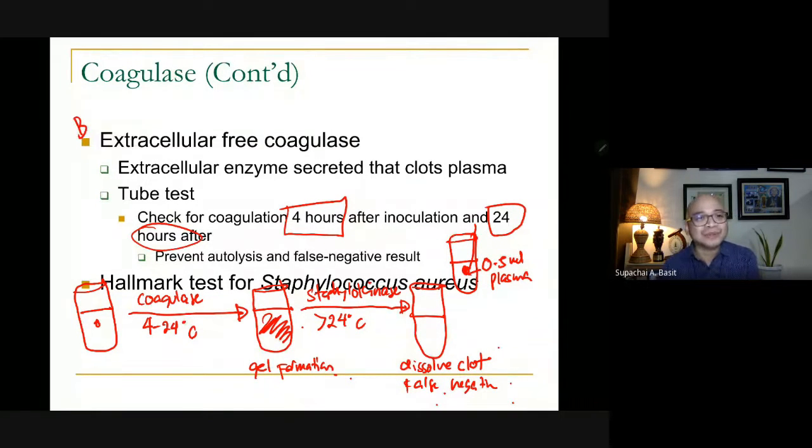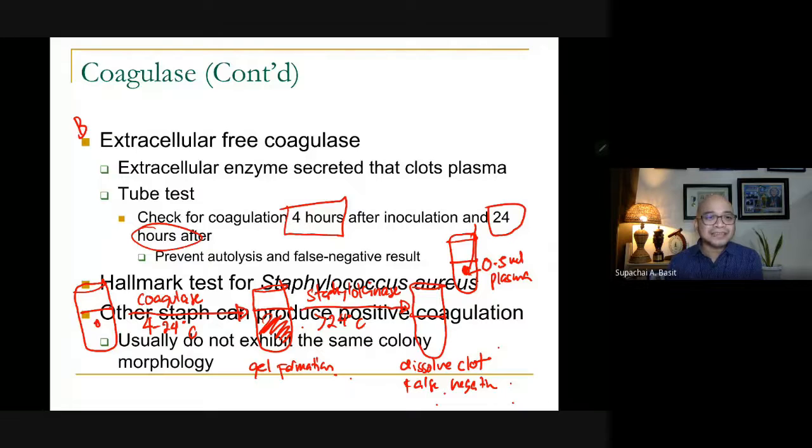So it says here that the coagulase test is the hallmark test for Staphylococcus aureus. In fact, I told you a while ago in the introduction that we consider the coagulase test as the single best criterion to determine pathogenicity with Staphylococcus aureus, because Staphylococcus aureus is the only human pathogen that will yield a positive result in the coagulase test. So I hope that you will not be forgetting that. Okay? It is the only human pathogen that will yield a positive result for the coagulase test.